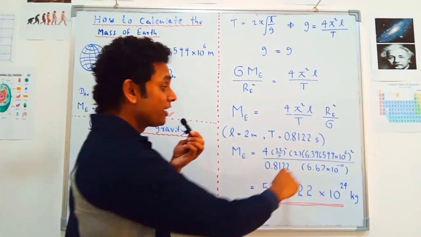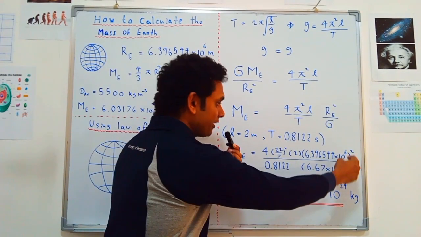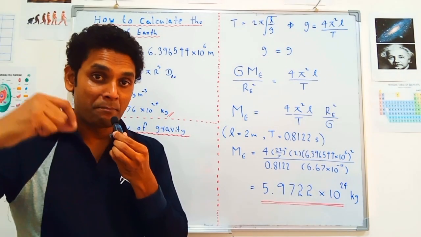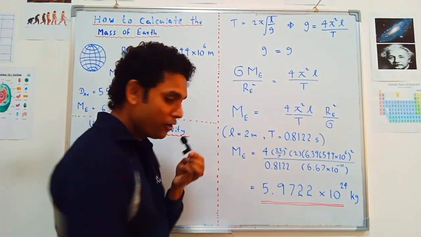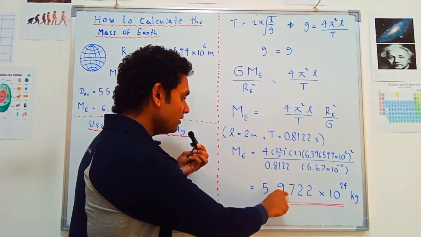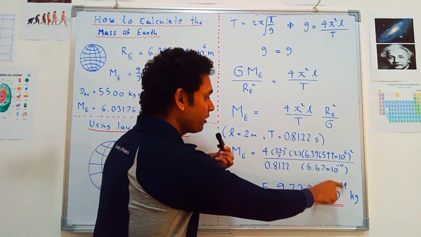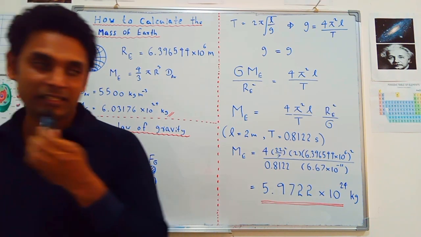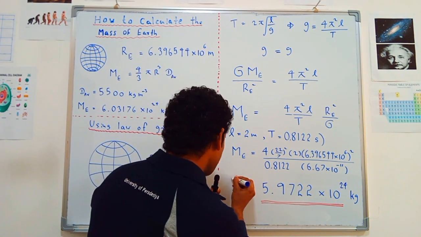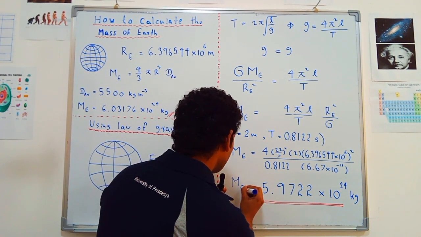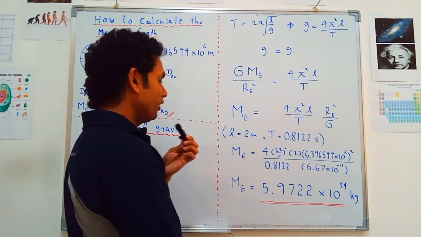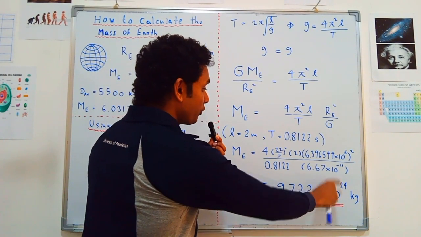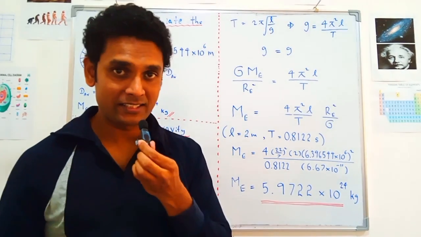And now, after calculating this entire expression, you will get the mass of the Earth as 5.9722 multiplied by 10 to the power 24 kilograms. This is the mass of the Earth, a huge mass.